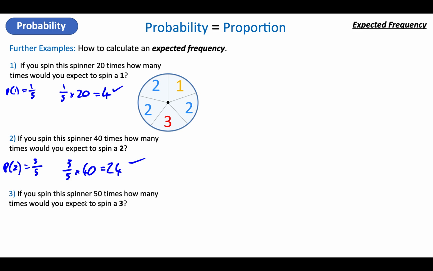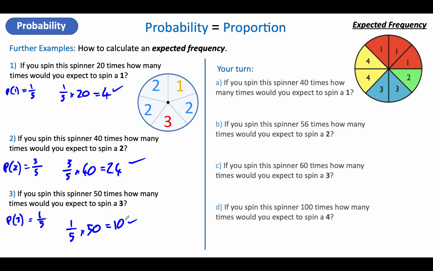Right, if you were to spin the spinner 50 times, how many times would you expect to spin a 3? Well, what's the probability of a 3? It is 1/5, because one of the 5 segments is a 3. And so that is the proportion of times that I would expect to get a 3. So 1/5 of 50 is 10. I'd expect to get 10 of them if I spun it 50 times.